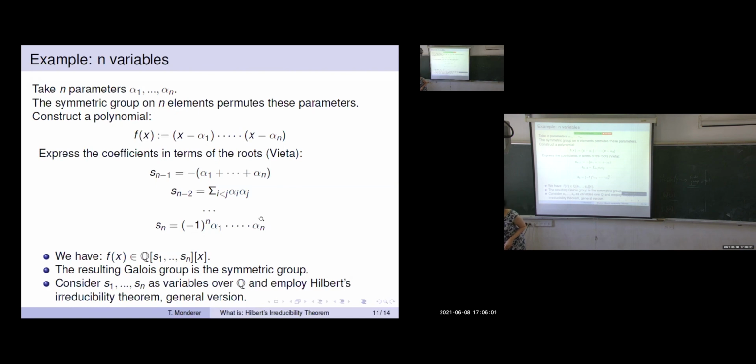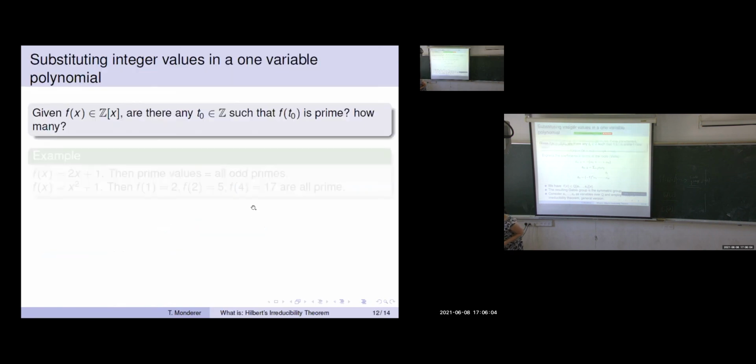So the last topic isn't really related, but I think after we've spent the past half an hour or so thinking about substituting integer values in one variable of the polynomial, the following problem is easier to grasp. Suppose we have a polynomial with integer coefficients and one variable. If we substitute something in, we'll always get an integer, right? So we can't really talk about irreducibility because it's not a polynomial, it's an integer.